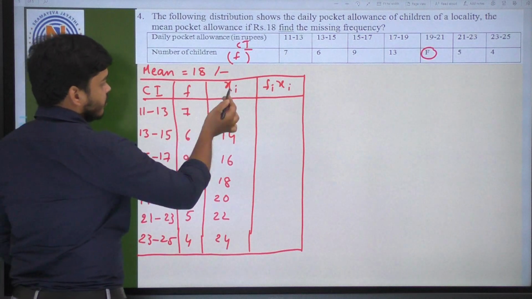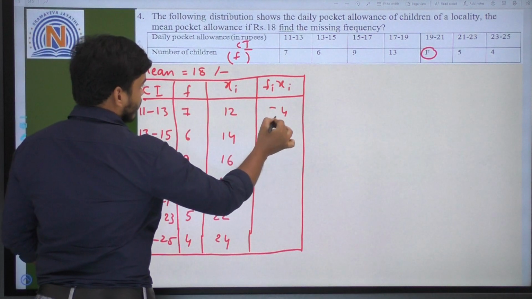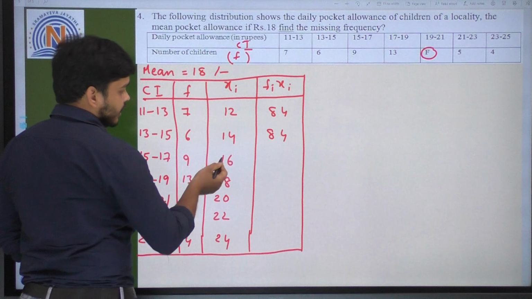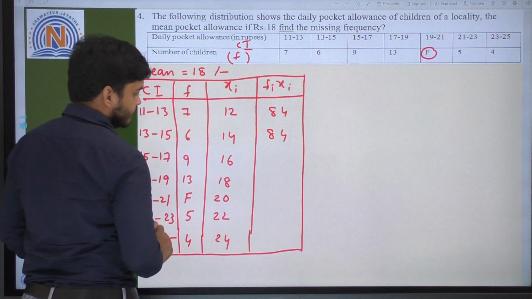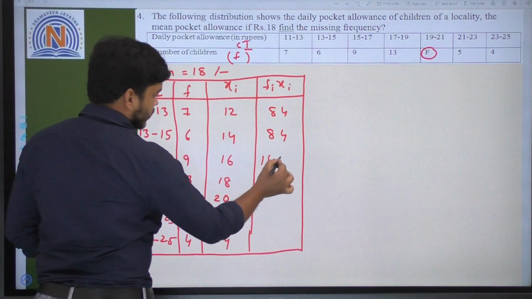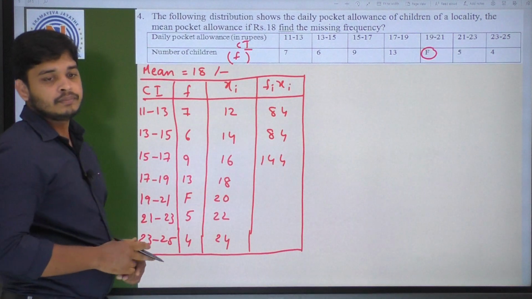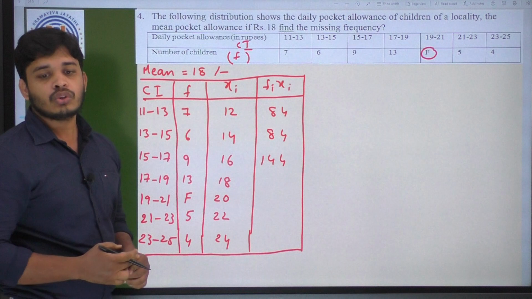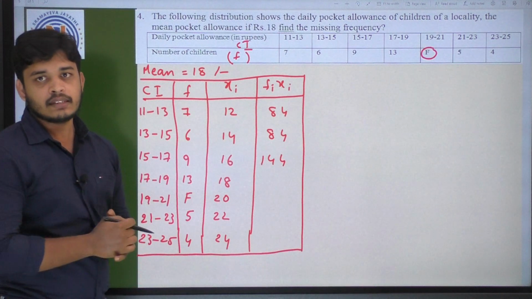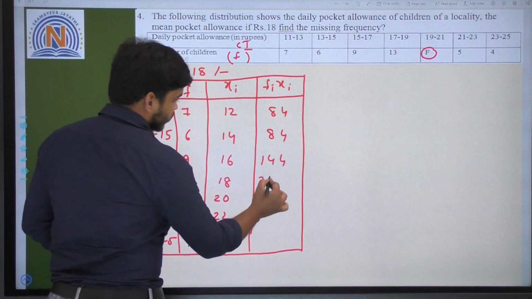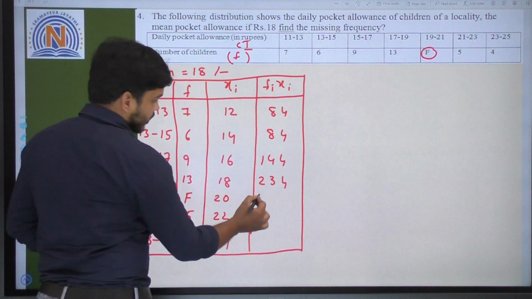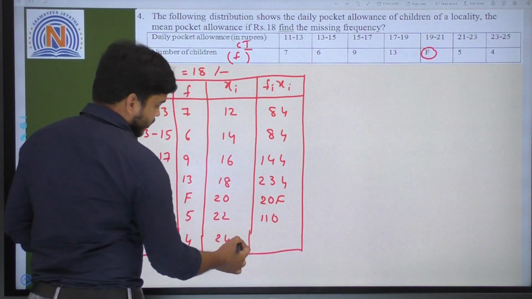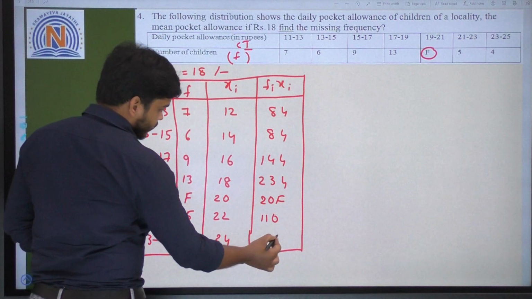Now fi into xi: 7 twelves are 84, 6 fourteens are 84, 9 sixteens are 144, 13 eighteens are 234, f into 20 is 20f, 5 twenty-twos are 110, and 4 twenty-fours are 96.